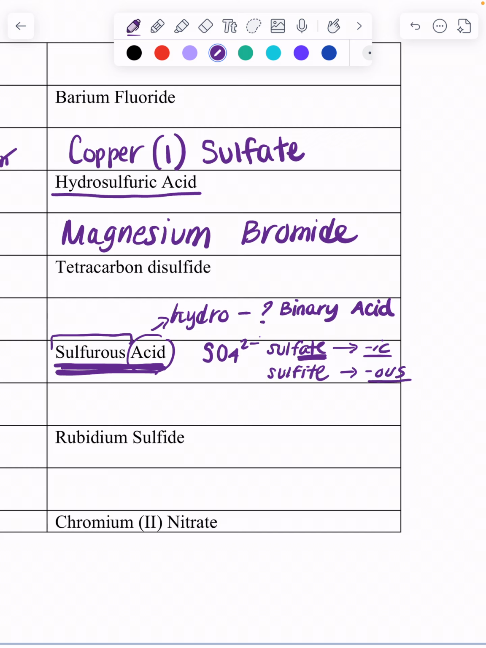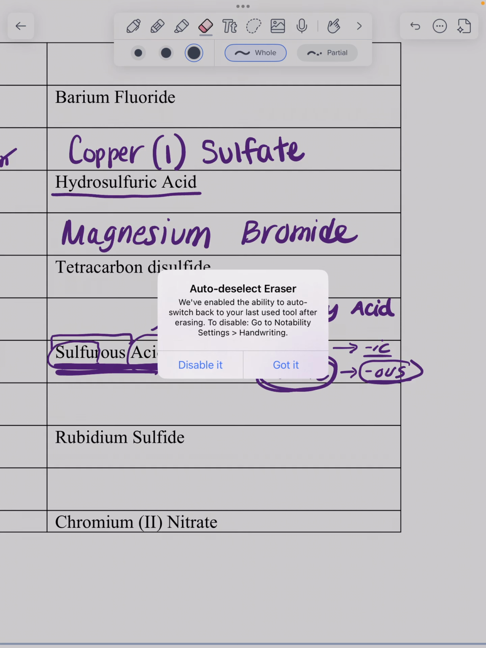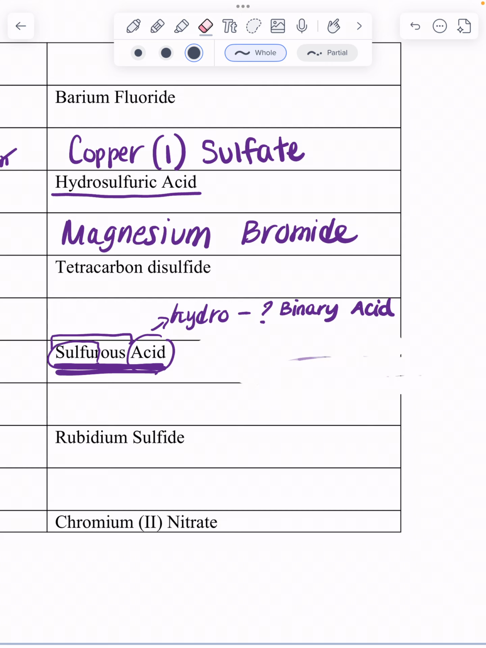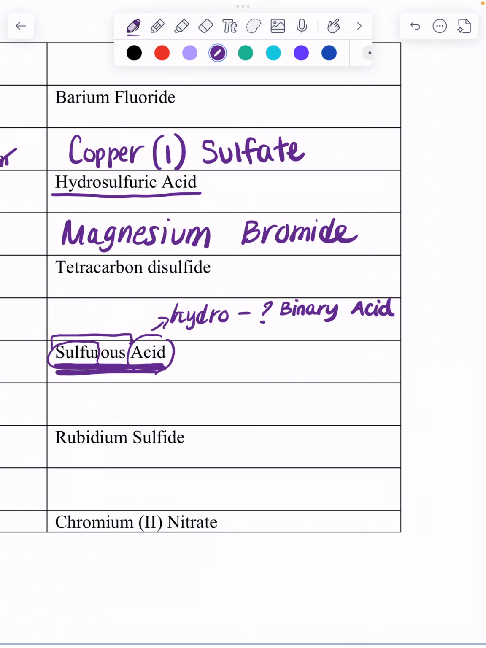So I have to question which one it is. I know the main component is sulfur, and it has an ous ending, so it's probably sulfite. I'm going to erase my sulfate stuff right here. So sulfurous acid is going to be sulfite, which is SO3 2 minus. Amazing. So I have my SO3 2 minus.